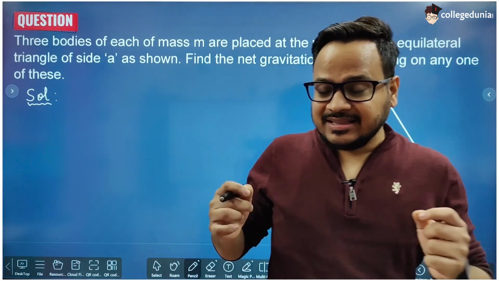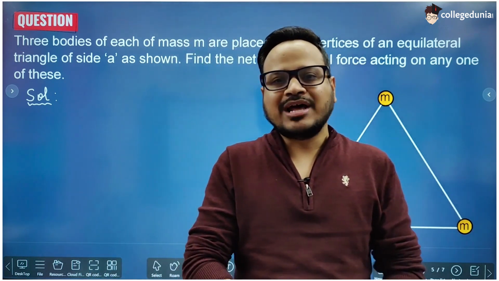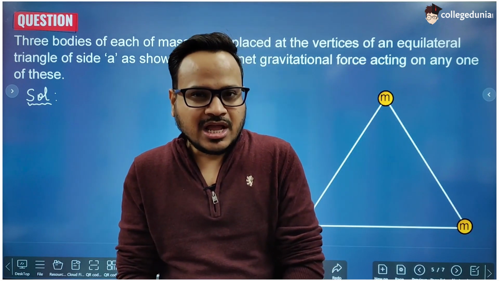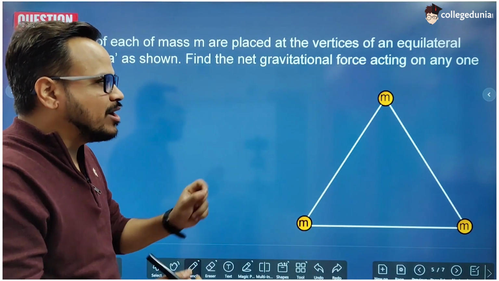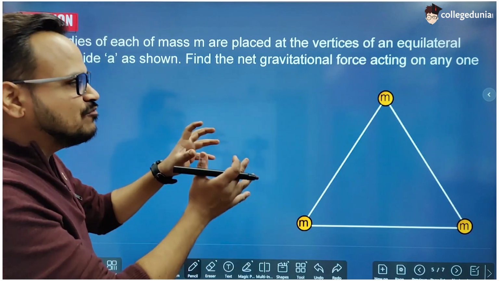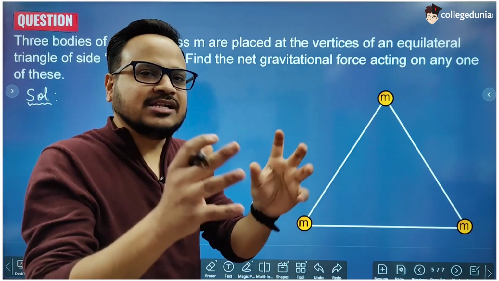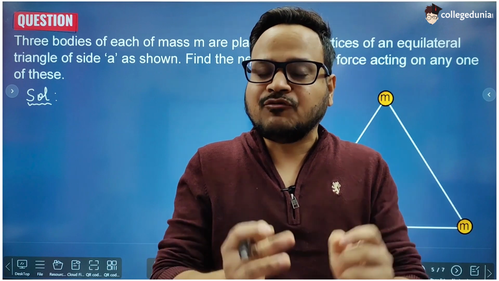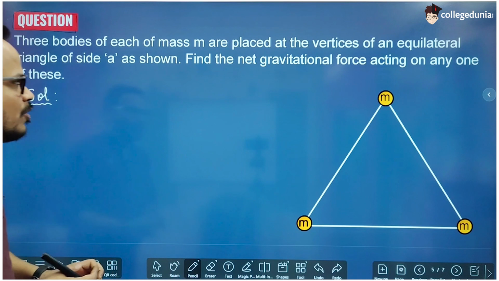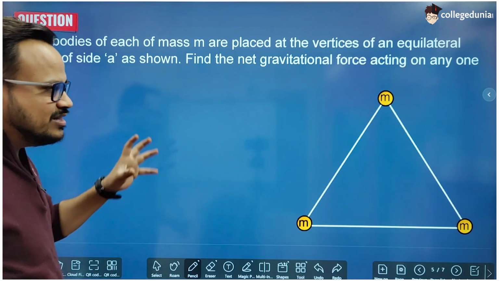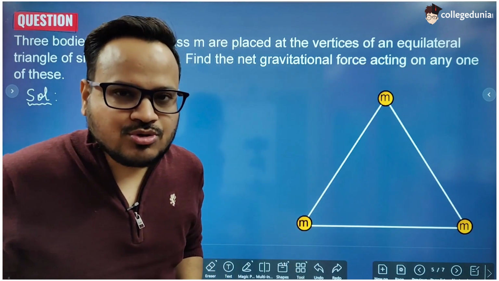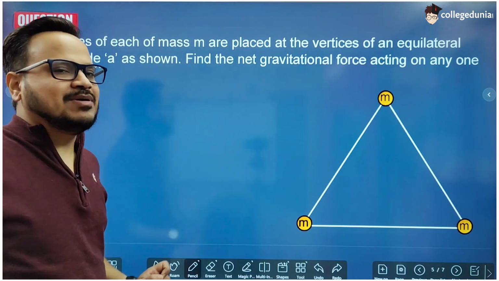Now you will get these types of questions where bodies are more than two. The formula we have studied is applied to only two bodies. But what are we going to do when the number of bodies is more than two? You will get a configuration like this, that three particles are placed on the vertices of a triangle, or you can get a configuration in the form of a square or a rectangle, that four particles are placed on the vertices of a rectangle or a square. So how to handle these questions? In these questions we are going to use the superposition principle of forces.